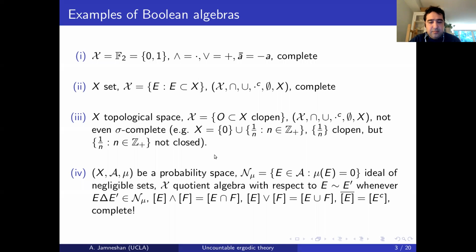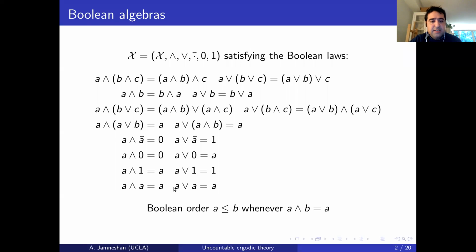And here the last one are idempotent rules. So probably you'll all have seen them. And we can define on any Boolean algebra also an ordering by just declaring A to be smaller than B whenever the intersection, or the meet, of A and B is equal to A.